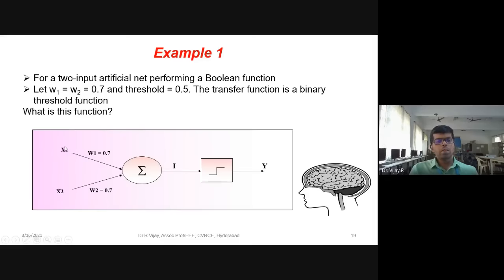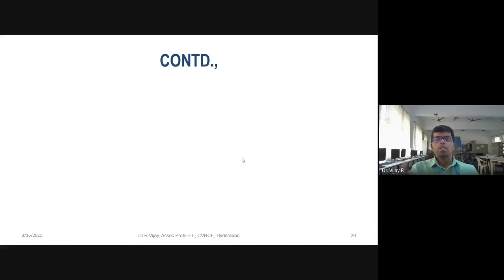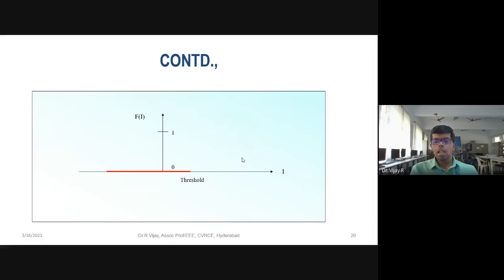I'm inputting x1 as 1. So 1 into 0.7 is 0.7. Here I'm also inputting x2 as 1, so 1 into 0.7 is 0.7. So 0.7 plus 0.7 is 1.4. This 1.4 I am giving to some activation function. Next, my threshold is only 0.5, so anything below 0.5 will not be allowed.